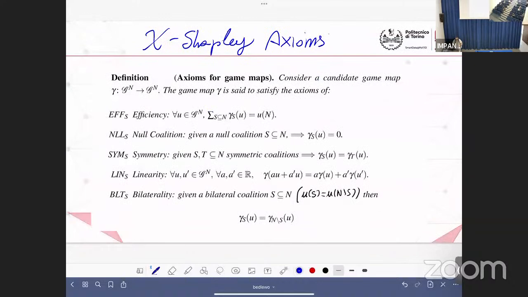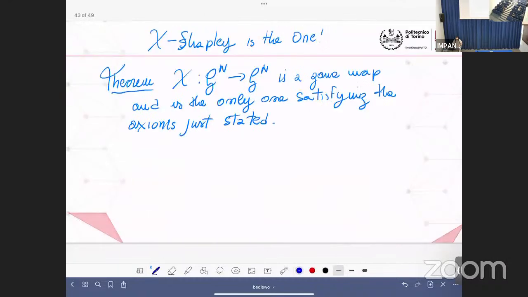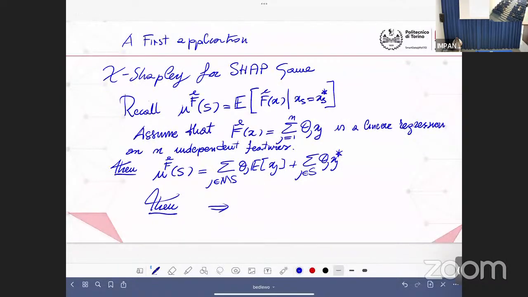Because the formula satisfies the action, but the fact that it's unique is more tricky. Anyway, here we have a little application to linear models.